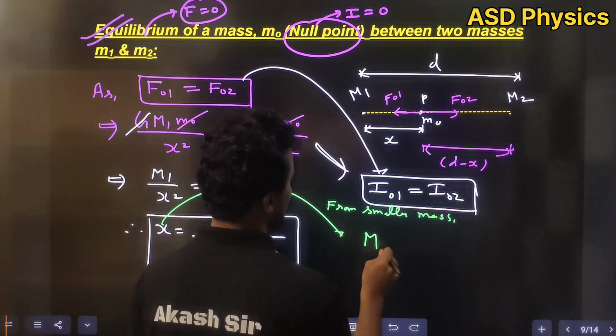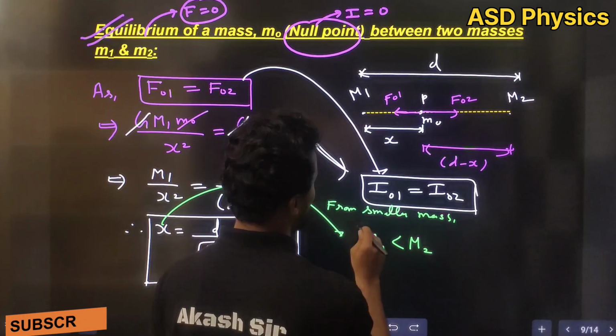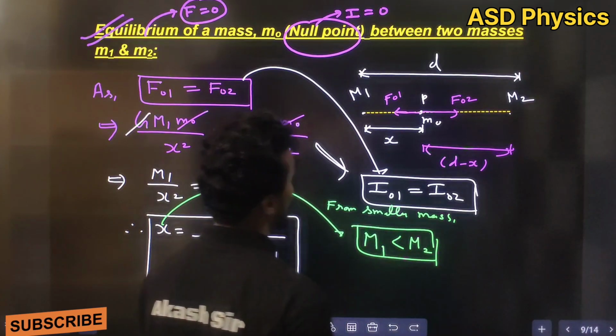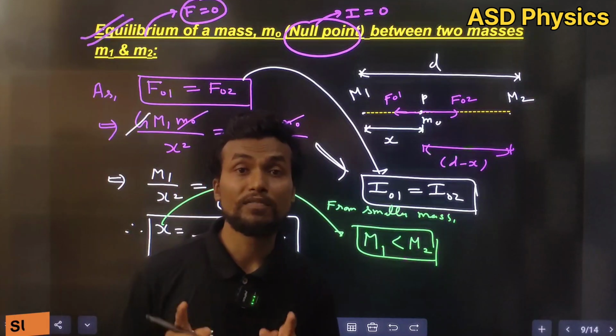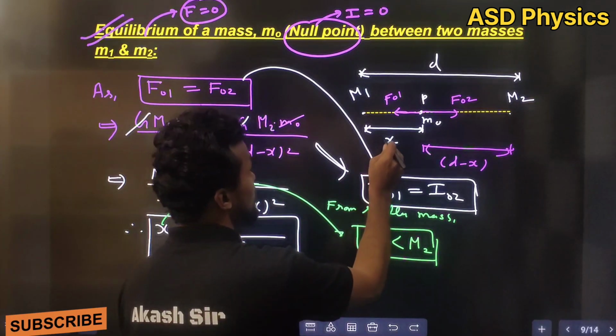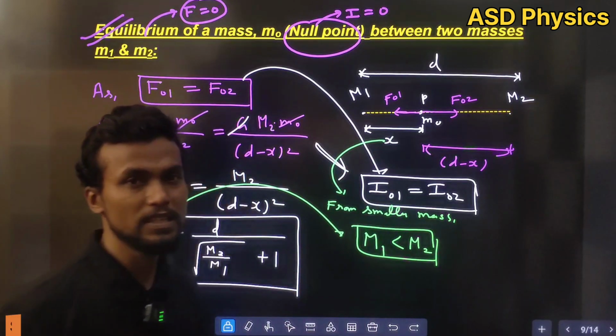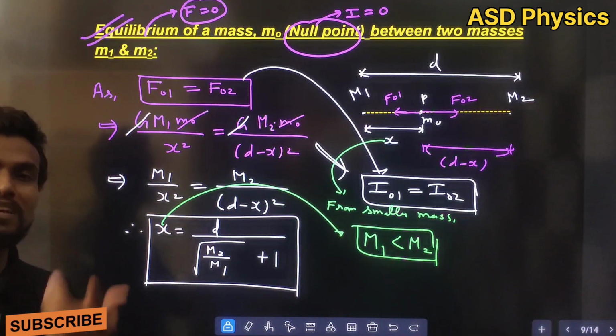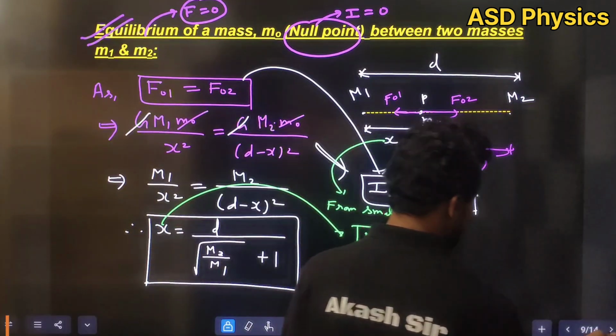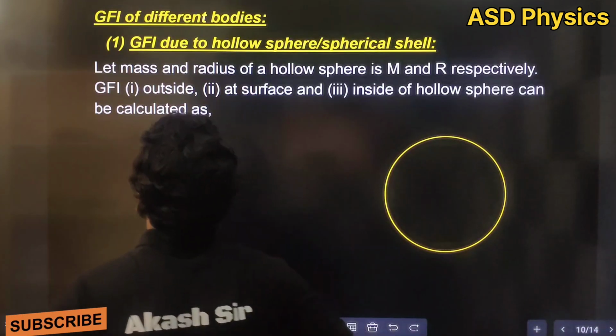What I'm telling here, this m1 is less than m2, okay? m1 is less than m2, and this x distance is from which mass? From the smaller mass, okay? From smaller mass. Please remember that very well. Then you use this formula, no problem. Very easily your answers will come here. Okay, students?